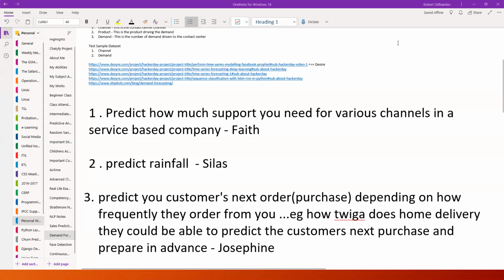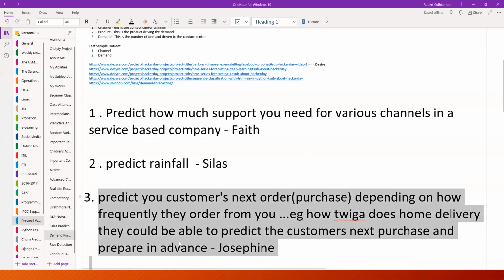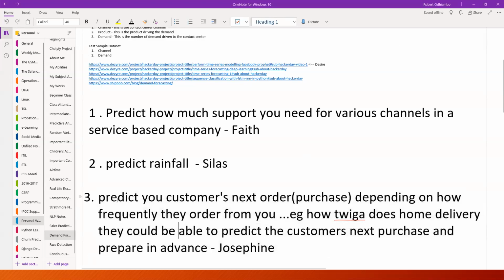So we have 1, 2, 3. Just count the votes. 5, it's only one. 6, 7. Okay, we have 7 for 3 and 1 for 2. So 3 has it. Our problem that we are going to solve is this. Yeah? So this is the problem we are going to solve.